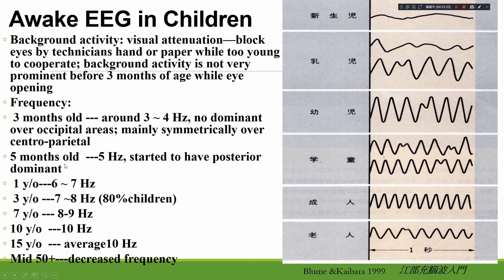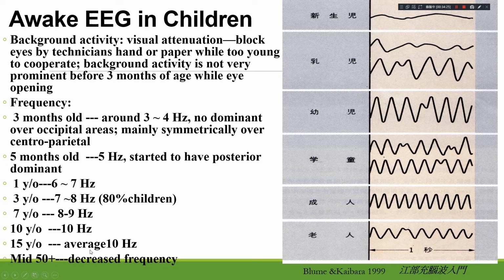Before 3 months old, there is usually no occipital dominance; it is mainly central, symmetrical over central and parietal areas. At 5 months old, there will usually be some theta activity, like 5 Hz, and a posterior dominant rhythm starts. For the 1-year-old, the background reaches 6 to 7 Hz, and the 3-year-old about 7 to 8 Hz, and the 7-year-old can reach alpha at 8 to 9 Hz.